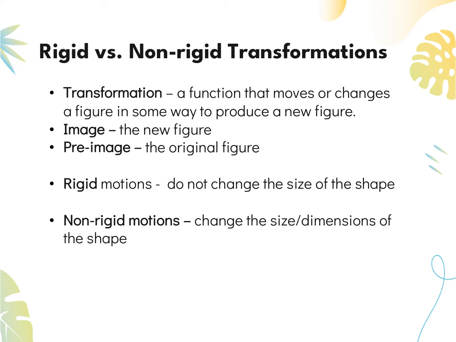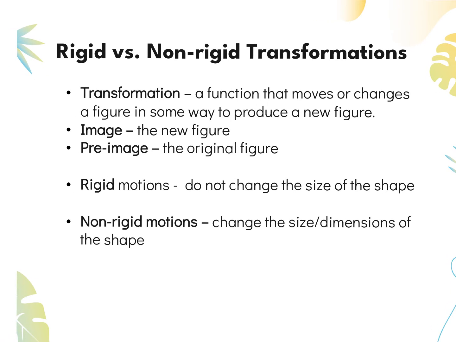When we refer to rigid motions, we're talking about transformations that are not going to change the shape or the size of the figure being moved. Non-rigid is going to change the size and the dimensions of the shape. We're only going to be focusing on the rigid motions. An example of a non-rigid motion would be a dilation.